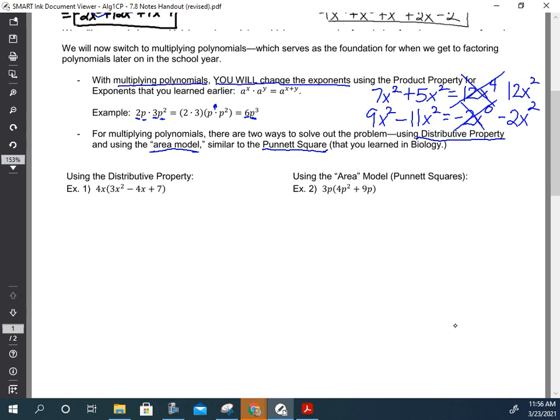So, we'll do example one. We're going to do it the regular way that we've been doing it, which is distributive property. So we've got 4x times 3x squared minus 4x plus 7.